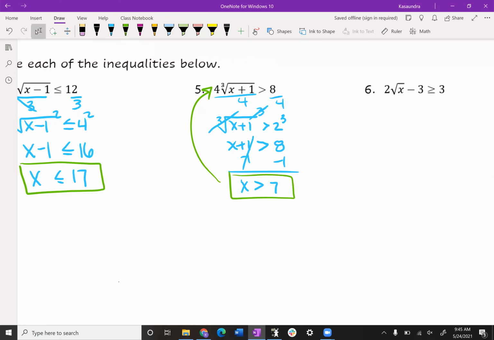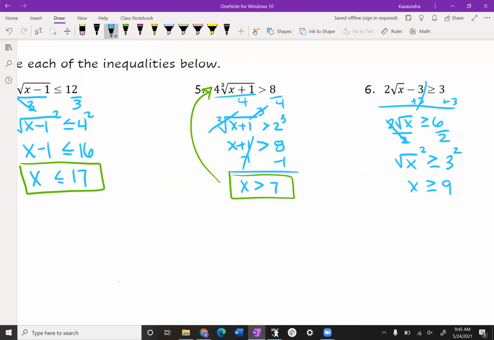Again, I need everything outside the root to be taken care of. I'm going to add my 3 on both sides first. I'm going to divide by 2. I'm dividing by a positive 2, though. It's not a negative, so it does not change the inequality. It's still facing the same way. And then I will square both sides to get rid of my square root. 3 squared is 9.